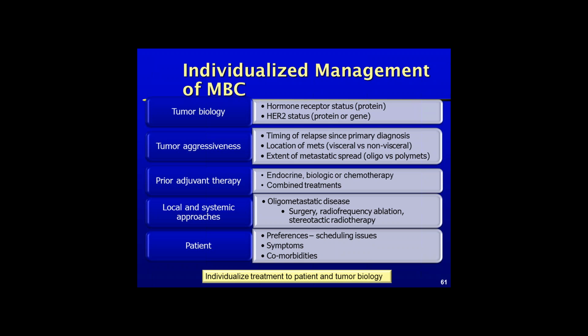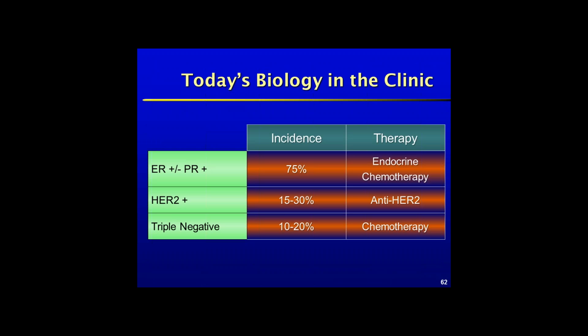As I mentioned earlier, we not only use systemic approaches today, but we also increasingly use local approaches, particularly for oligometastatic disease, and we will use radiofrequency ablation or stereotactic radiosurgery in a lung or a liver if we have one spot. And most importantly, perhaps, are what the patient preferences are around getting oral therapy versus IV therapy, what their symptoms are, and what their comorbidities are.